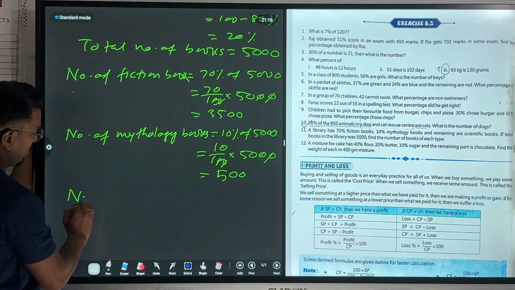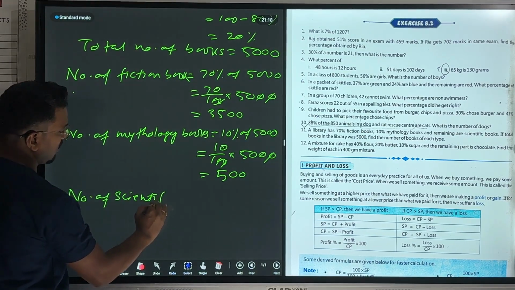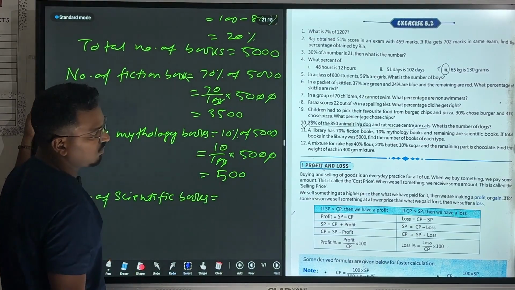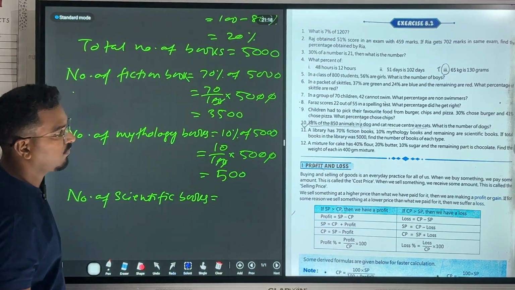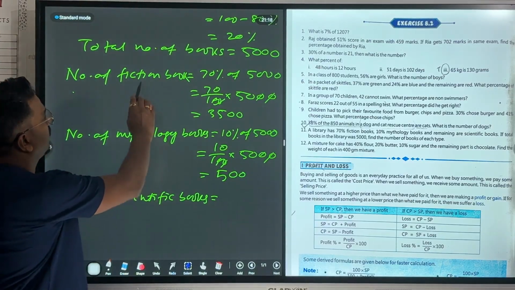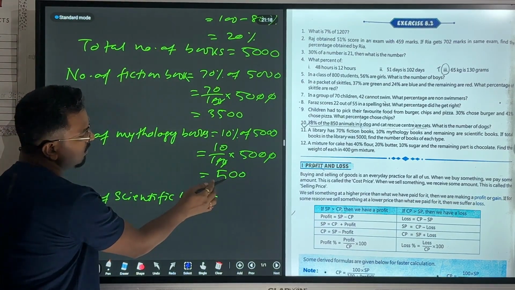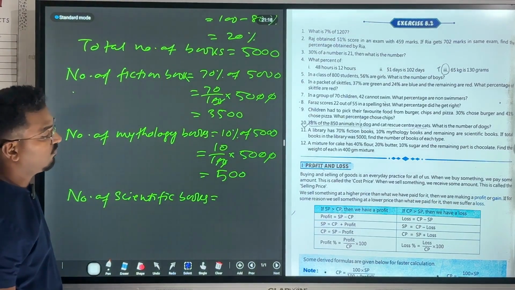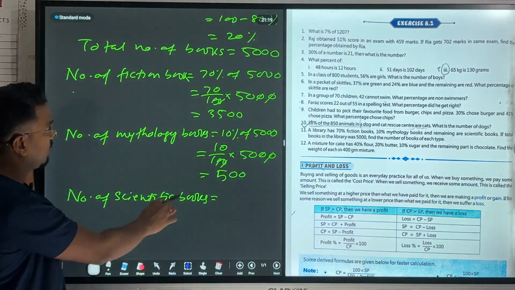Next, number of scientific books. There are different methods to solve this. First, you could have found the number of this and this. Then total it will become 4000. Then from 5000 you just subtract 4000 it will become 1000. Okay, that is also another method. This way also you can find it.